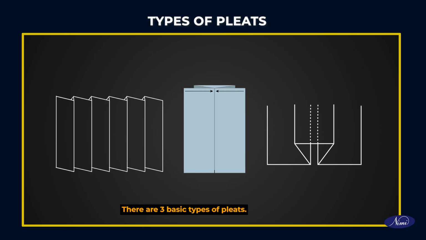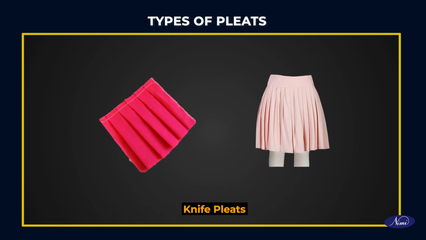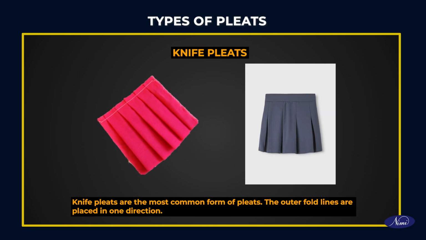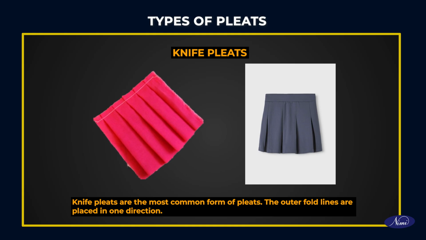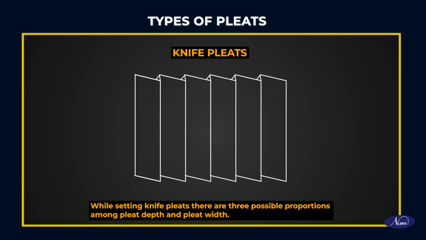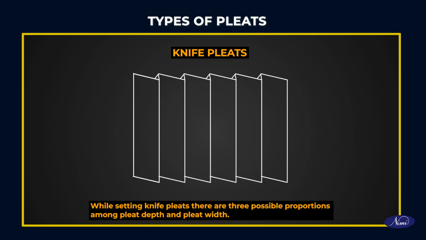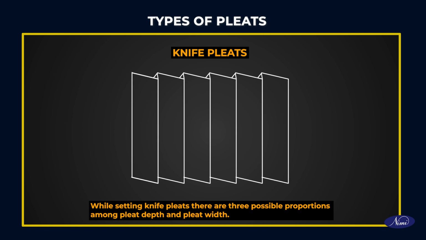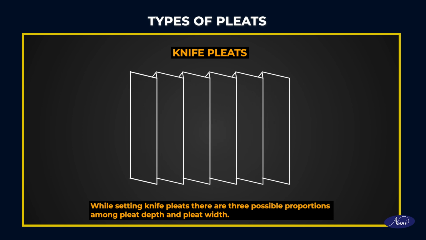Types of pleat. There are 3 basic types of pleats. Knife pleats. Knife pleats are the most common form of pleats. The outer fold lines are placed in one direction. While setting knife pleats, there are 3 possible proportions among pleat depth and pleat width.